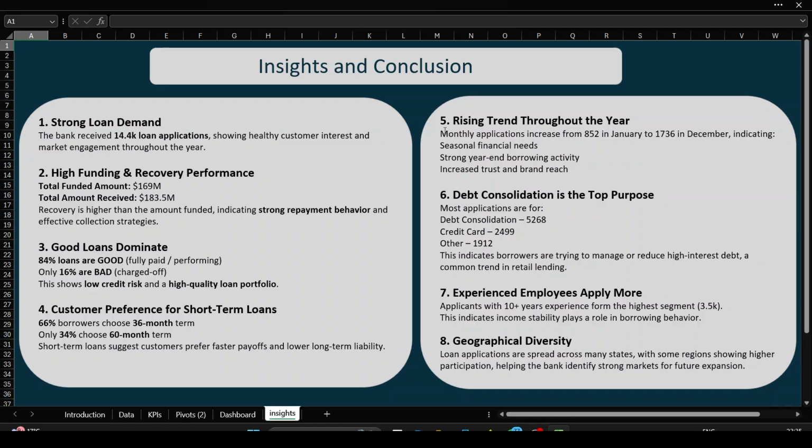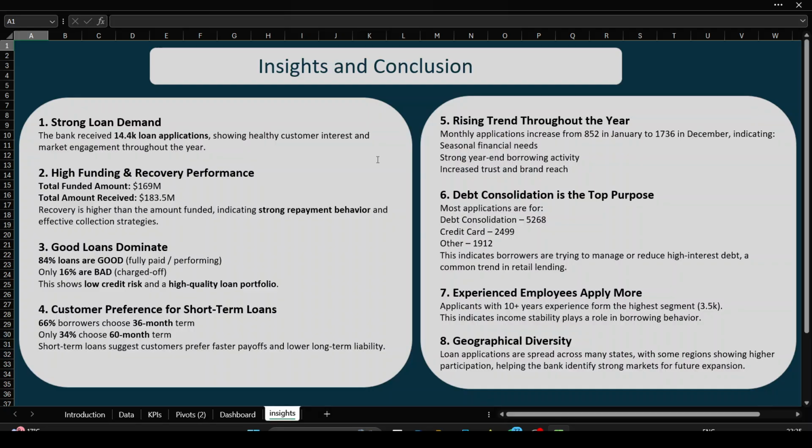Good loan dominates. 84% of loans are good, fully paid or performing very well, whereas 16% are still bad loan or charged off. This shows low credit risk and high quality of loan portfolio.